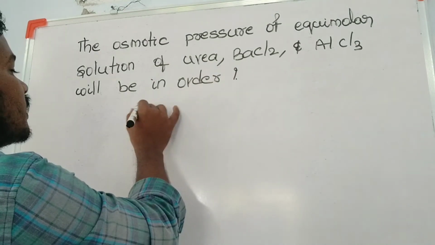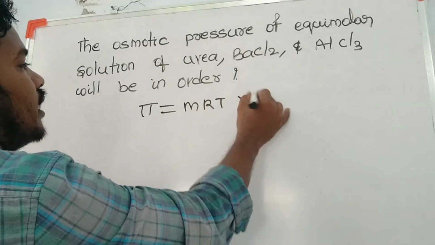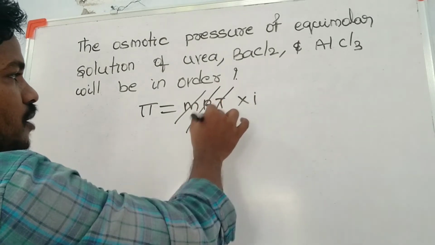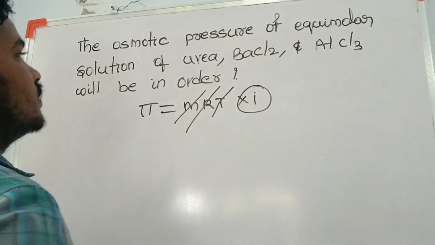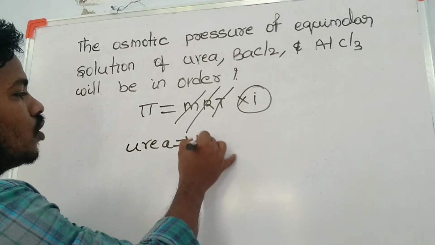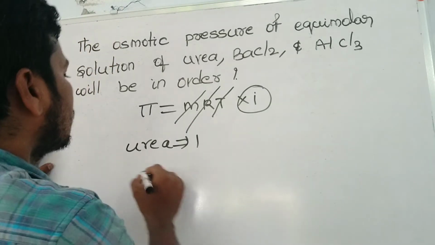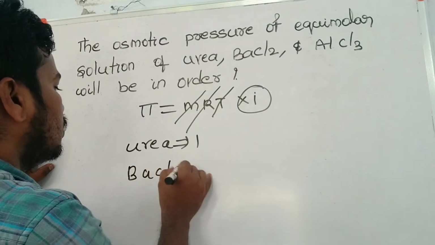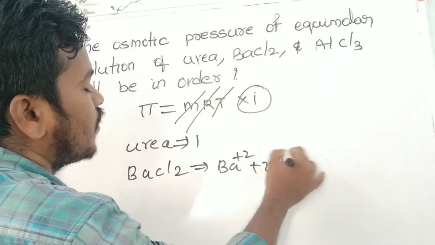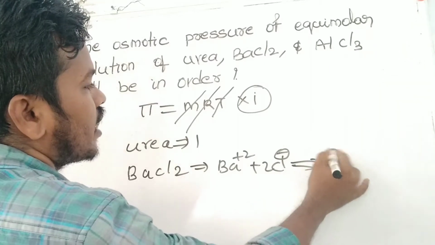Generally, how can you calculate the osmotic pressure? Pi is equal to MRT into i. Molarity is the same, gas constant is the same, temperature is the same. So only i is different. For example, for urea, the i value will be only 1. It will not dissociate into ions. Next, BaCl2: Ba 2 plus and 2 Cl minus. So 2 plus 1, 3 ions it will give.